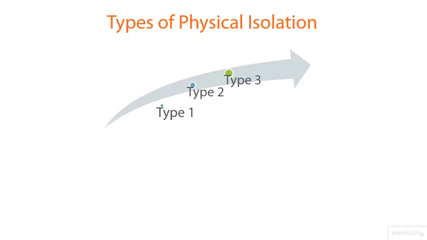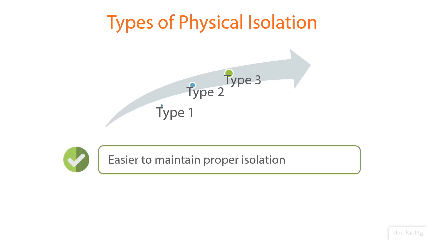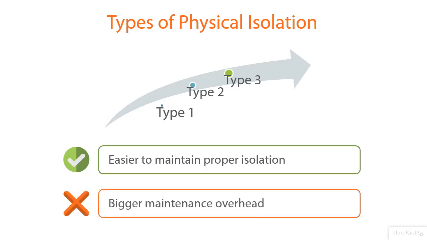It's important to understand the benefits and drawbacks that each of the isolation types entails. The benefit here is that the greater the physical isolation is, the easier it is to maintain proper boundaries between bounded contexts. You are less likely to violate them if the bounded contexts reside in separate assemblies or even in separate solutions. At the same time, the more you isolate your bounded contexts, the more maintenance overhead this isolation introduces.